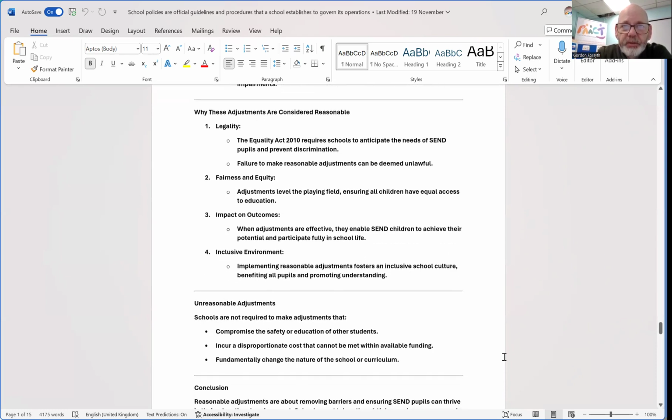Why these adjustments are considered reasonable. Legality. The Equality Act 2010 requires schools to anticipate the need of SEND pupils and prevent discrimination. Failure to make reasonable adjustments can be deemed unlawful.